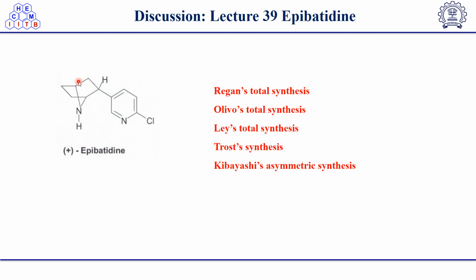Then in Olivo's total synthesis, which was completed in 1999, he followed a biocatalytic approach starting from hydroxycycloaminohexene, and the key steps were intramolecular nucleophilic displacement of the starting material, microbial oxidation of unfunctionalized carbon, and coupling of the chloropyridyl ring to 7-azanorbornane with an overall yield of 8.11 percent.